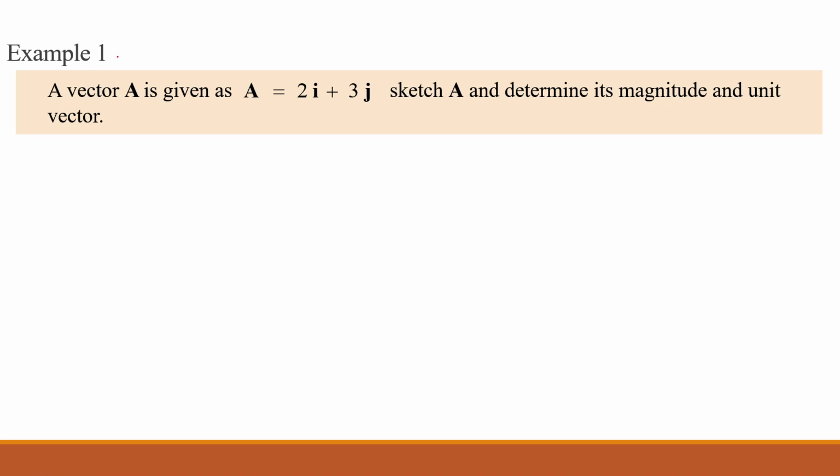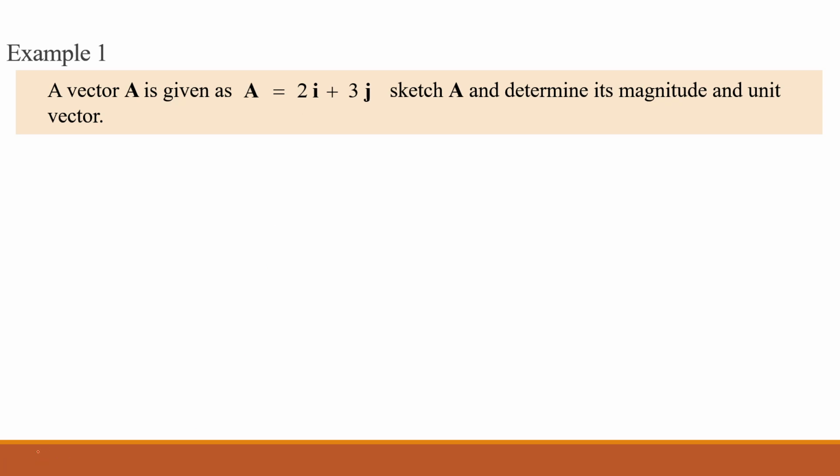So for the first example, a vector A is given as A equal to 2i plus 3j. Sketch A and determine its magnitude and unit vector. This is 2 dimension. So you just draw your xy axis, and then x is positive 2 unit, and in the y axis, positive 3 unit.